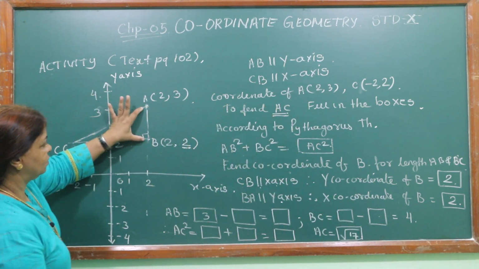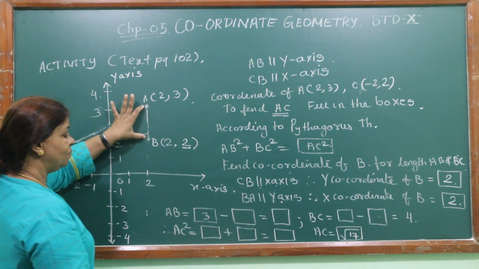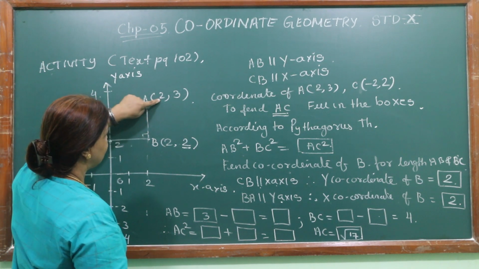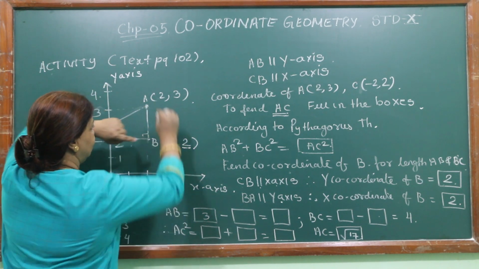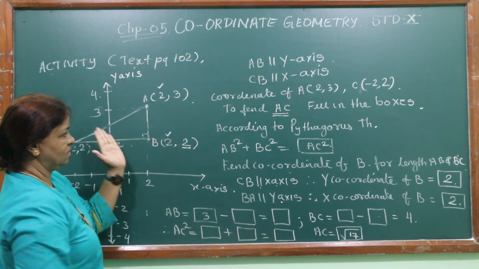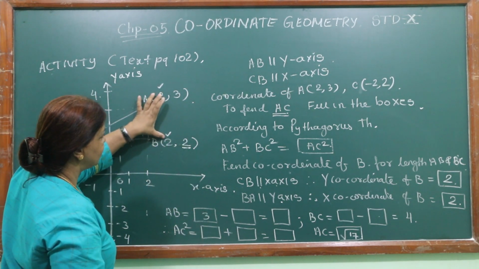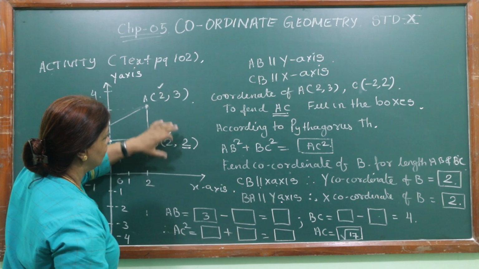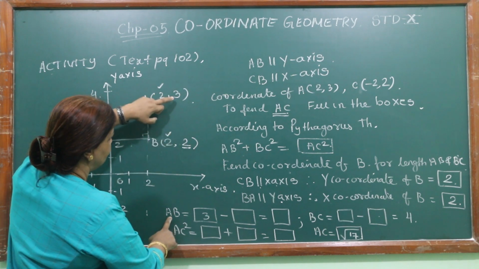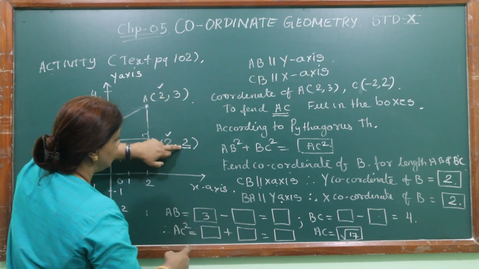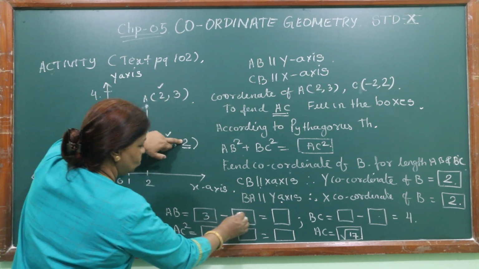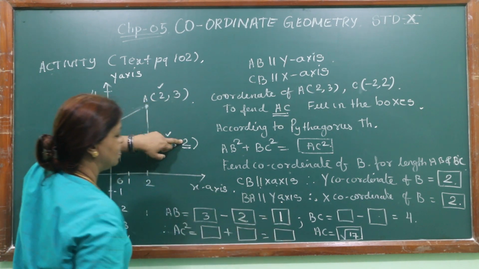Now length AB will be equal to what? See, x coordinates are same. We have learned in previous sums, if x coordinates are same, for the y coordinate, it will be what? y2 minus y1. So 3 minus 2, which is equal to 1.